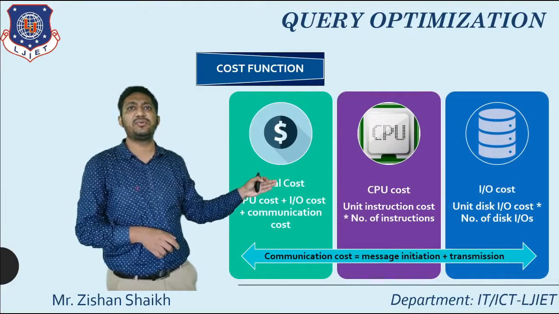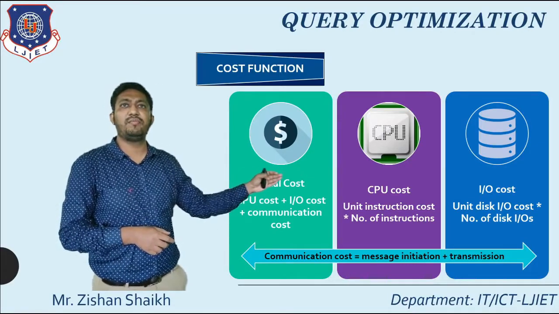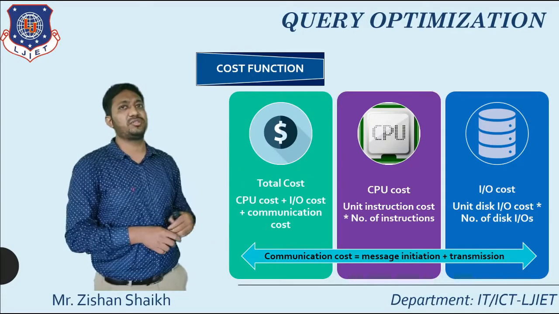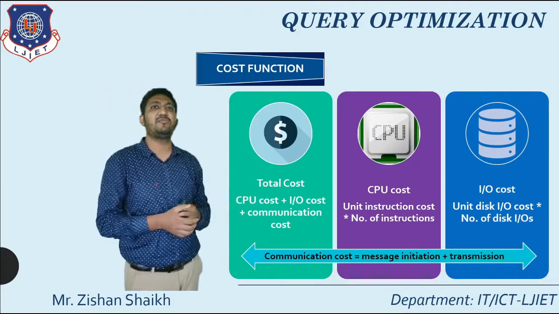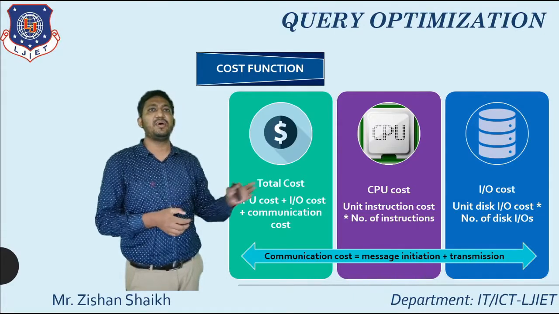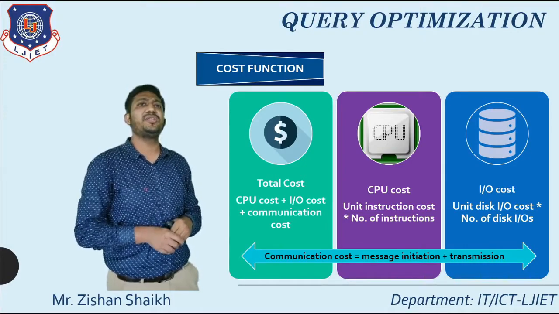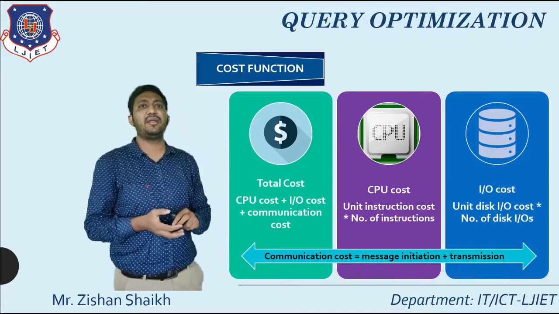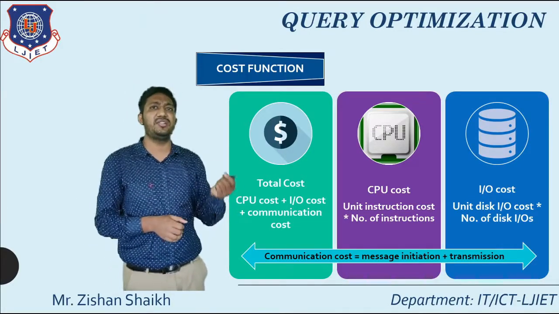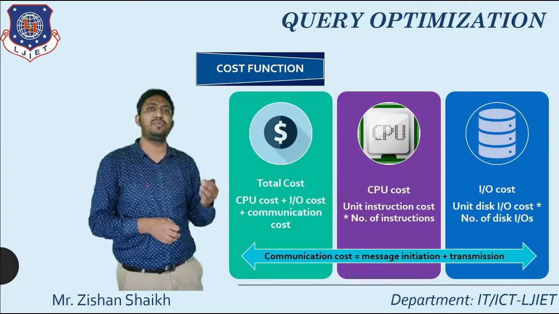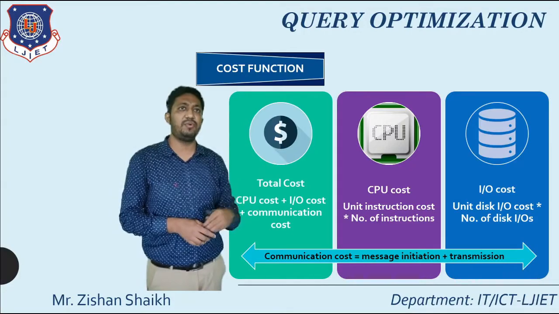Our first cost is the total cost. Total cost will be the addition of our CPU cost plus IO cost plus communication cost. When we perform the costing of all three, it is known as the total cost. The second one is our CPU cost. CPU cost will be the unit instruction cost multiplied by the number of instructions. So for executing a particular instruction, how the CPU evaluates it will be our CPU cost.